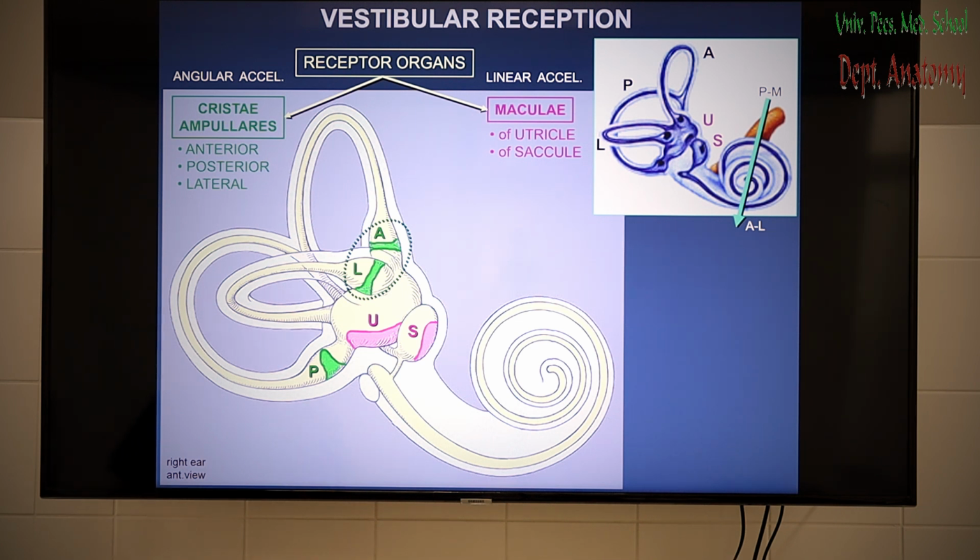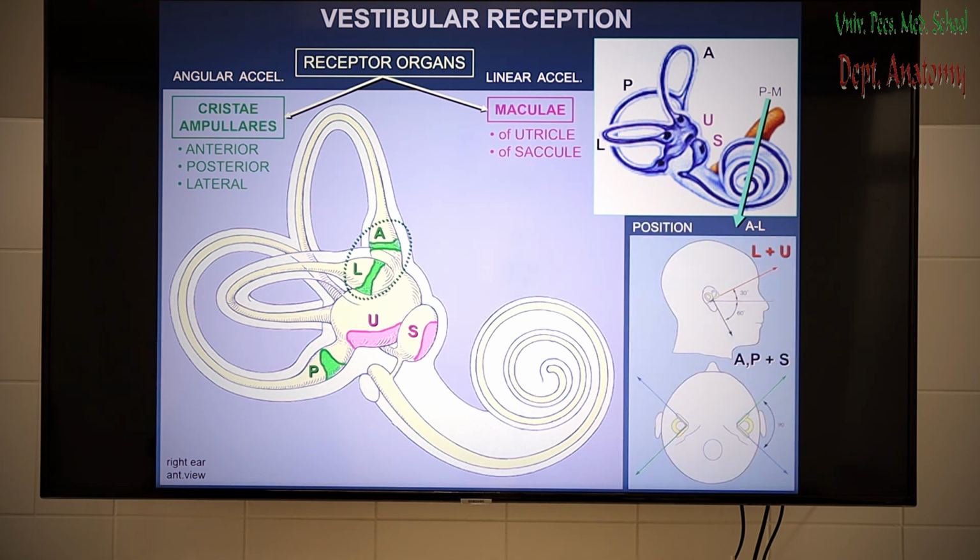The movement of the body in a linear direction is perceived by specific receptor organs, both in the utricle and the saccule, and these are the maculae. So there is one macula of the utricle and one macula of the saccule, and these are responsible for perception of linear acceleration of the body. The position of the semicircular canals is to be revised again.